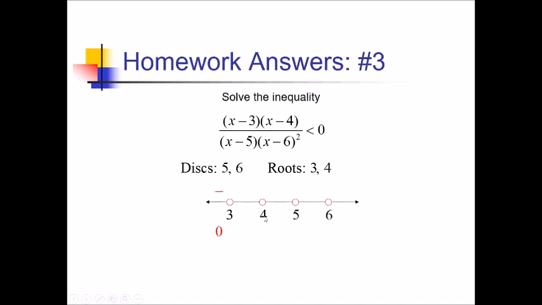Next, between 3 and 4, I'm going to have to get a little bit clever here and use 3.5 or something in between those. So 3.5 minus 3 is positive. 3.5 minus 4 is negative. 3.5 minus 5 is also negative.